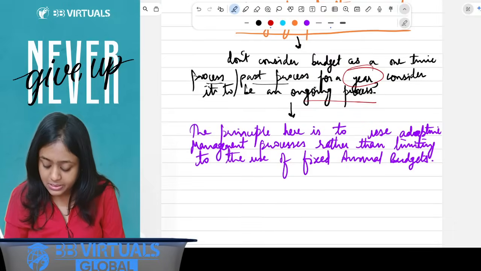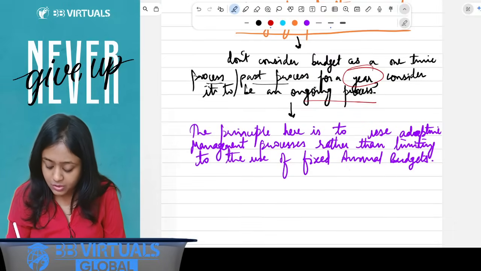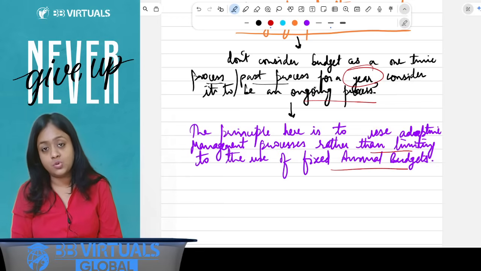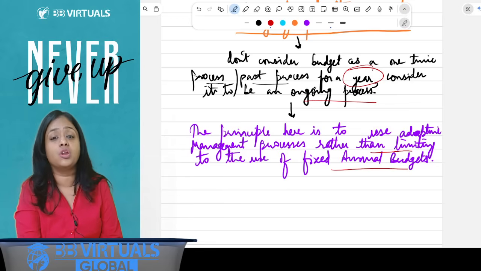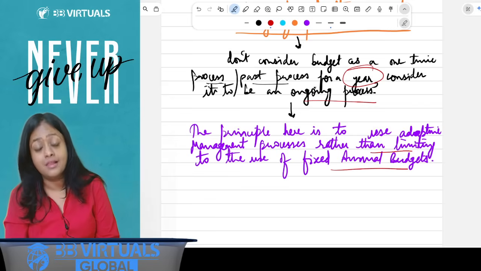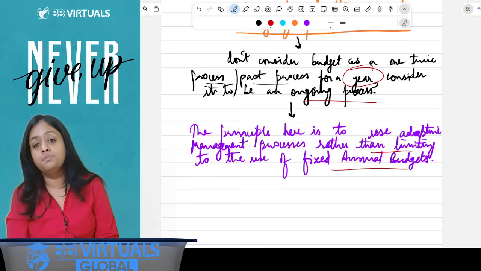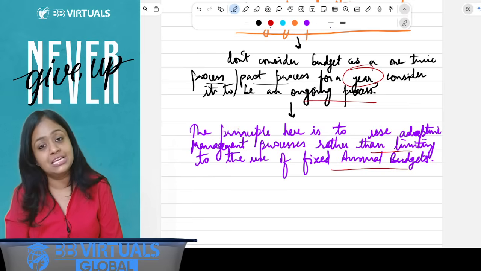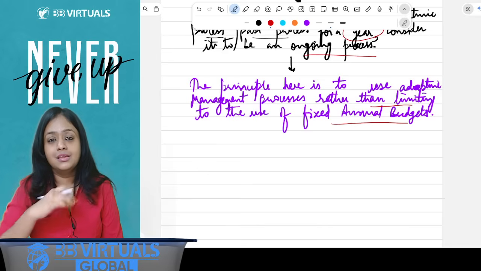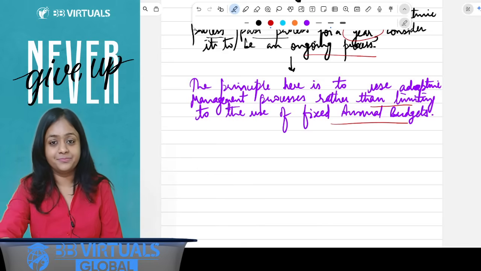The principle here is to use adaptive management processes rather than limiting to the use of fixed annual budgets only. The other areas that we think fit that go beyond the budgeting, looking into the non-financial angles as well. That is now the quality of the management that looks beyond these financial numbers that we are putting in the budget. So that says look beyond these financial numbers. Let's go to the next topic for further revision.